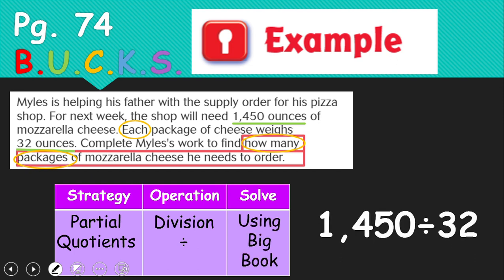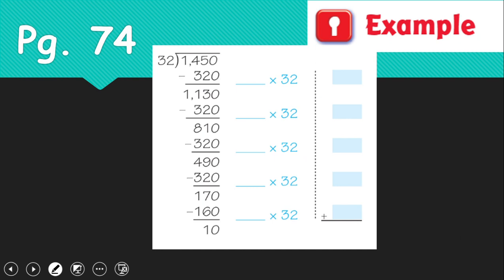And now we're going to solve using our big book. Now here is the problem, which is 1,450 divided by 32. All right, so they gave you this already in your workbook. So all we're going to be doing is completing it for Miles. So we're just going to be adding the correct information. So let's go ahead and look at this one. The first subtraction, which we have here, is 320. Now, what do you think 32 is being multiplied by to get us 320? Good. You should have stated 10. So we're going to make sure that we mark that over here.